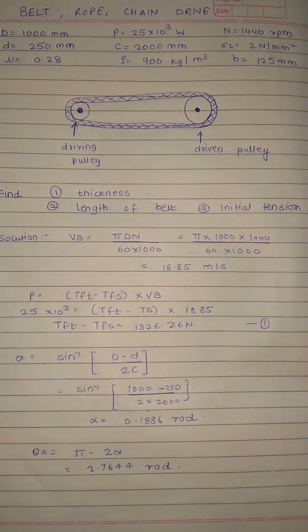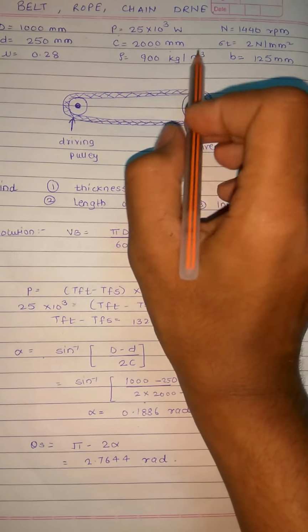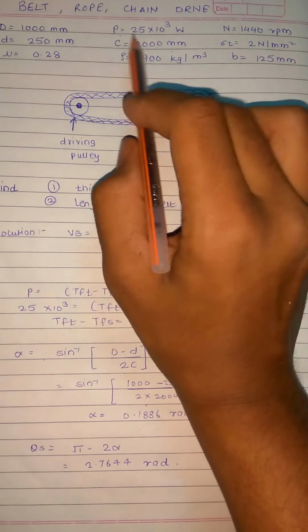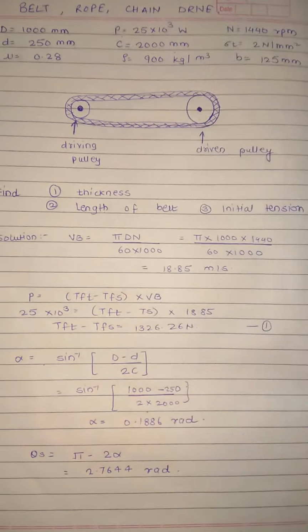Now, solution. We have been given the speed of the driving pulley, n. From this we can find out the velocity of the belt, that is the velocity at which the belt will be rotating. It will be pi d n upon 60. I have divided by 1000 to convert it to meter per second due to the use of standard units, because kg per meter cube and center distance in mm is not acceptable. So we are taking it in meters, and therefore I have converted into meters, that is 18.85 meter per second.